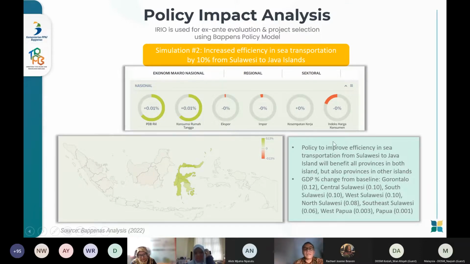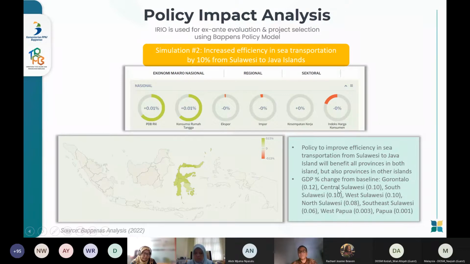So we can see here the total impact is pretty much the same, 0.01 in national GDP, but the change in the price index is much higher, although it's 0.00. There is a reduction in the price index due to the improvement in sea transportation efficiency. But again, here some regions benefit and some regions see their GDP contract a bit, because this is a general equilibrium.